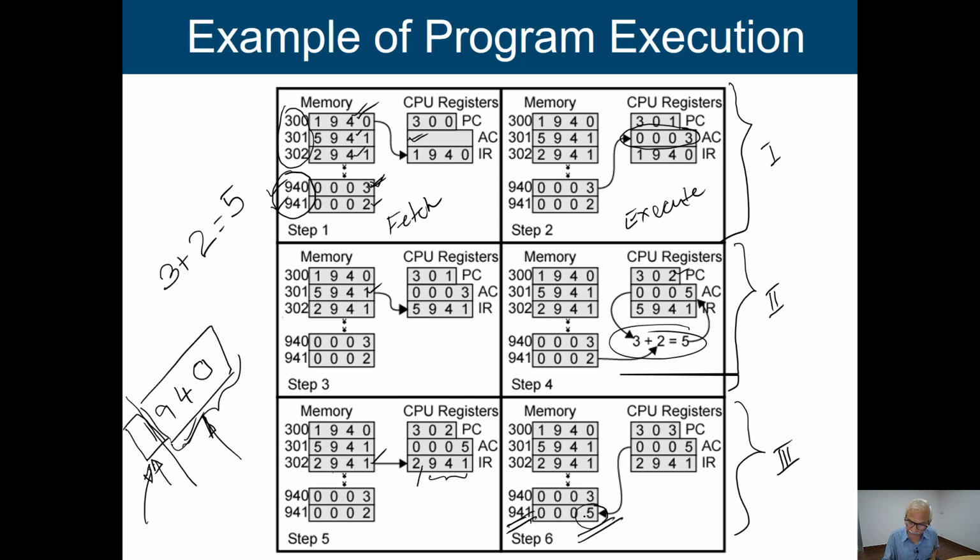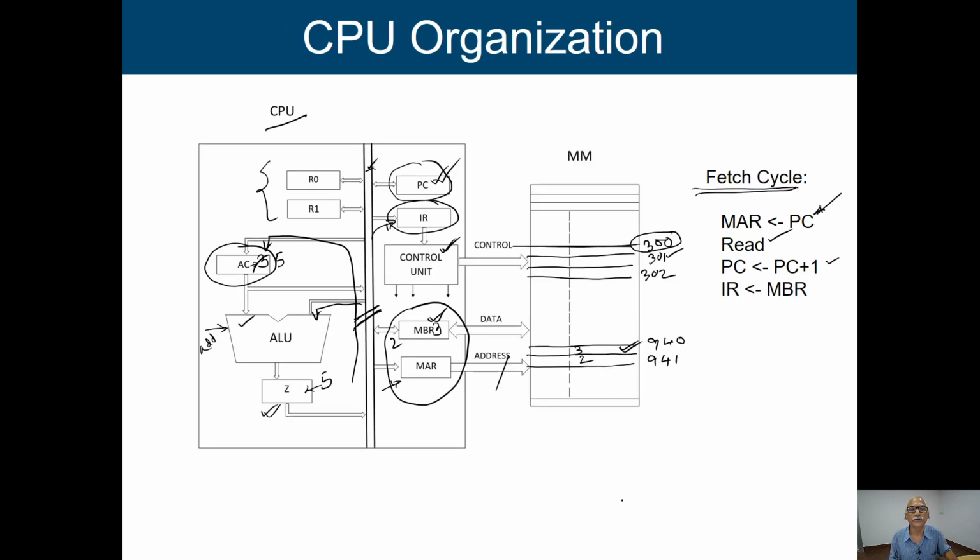So after completion of these 3 instructions, what happens? We have performed the addition on the values stored in memory locations 940 and 941, and the result we have stored in memory location 941. Okay, so this is the step we have performed, and we have to now see the internal structure of our processor to see how this is going to happen, and accordingly we are going to do our job.